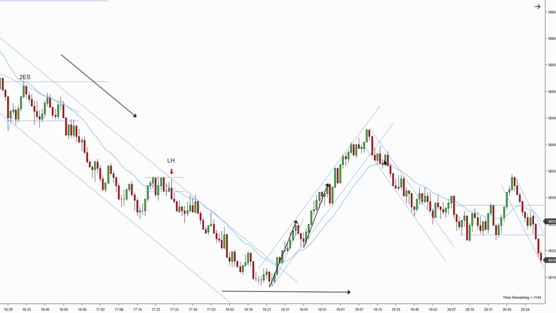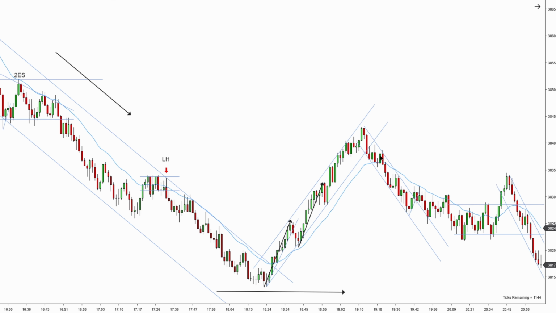You can see there is no good second entry long because the signal bar is a doji, still closing at the level of the EMA. Really no good second entry long. But you know, failed second entry long looks great in hindsight.